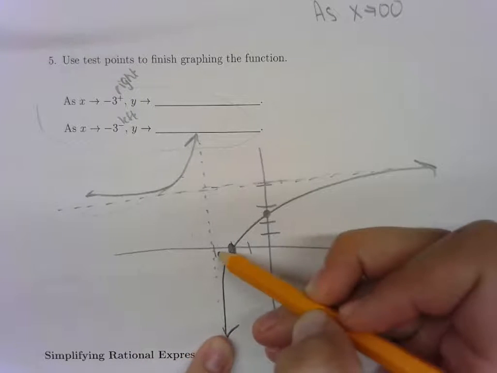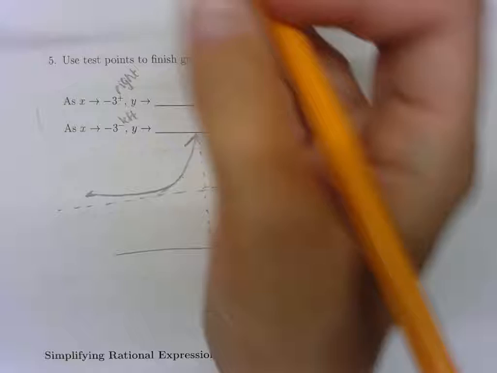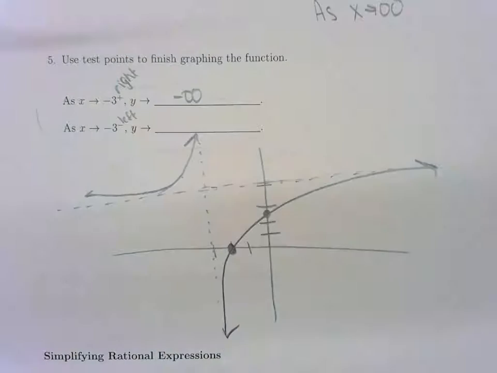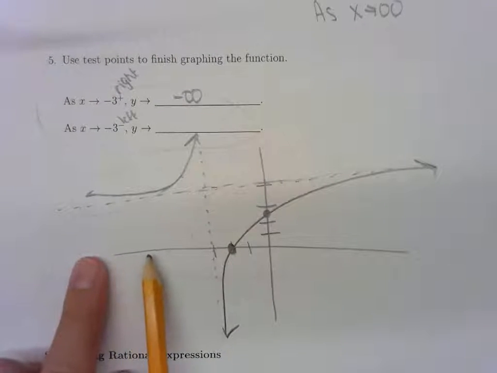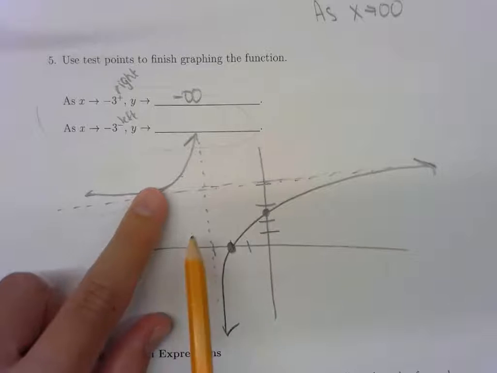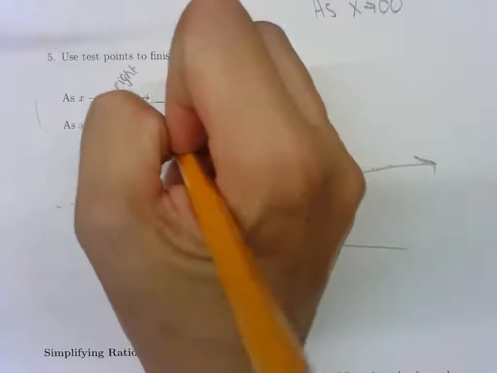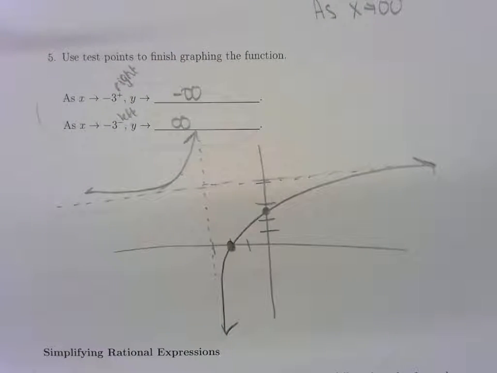Okay, as you get closer and closer to -3, it drops. So this would be -infinity. And as x goes to -3 from the left, it's way up here, it's actually going to positive infinity. Okay, so you might have to answer something like that. So given a graph, be able to answer these questions.